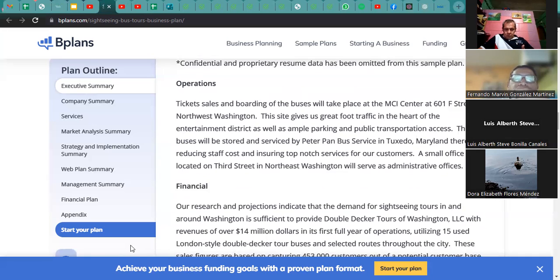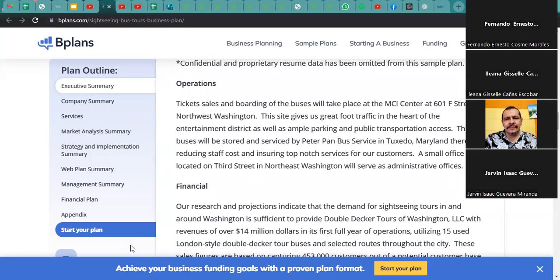That is going to be for, let's see, Giselle. Okay, teacher. Operations. Ticket sales and boarding of the buses will take place at the MCI Center at 601 F Street in Northwest Washington. This site gives us great foot traffic in the heart of the entertainment district, as well as ample parking and public transportation access. The buses will be stored and serviced by Peter Pan Bus Service in Tuxedo, Maryland, thereby reducing staff costs and ensuring top-notch services for our customers. A small office located on 3rd Street in Northwest Washington will serve as administrative offices.